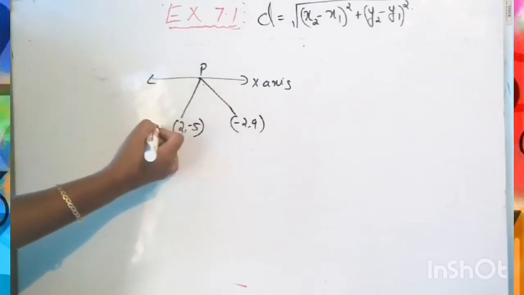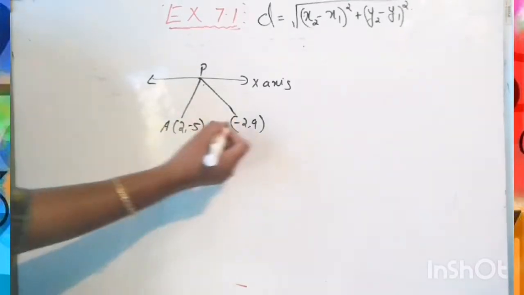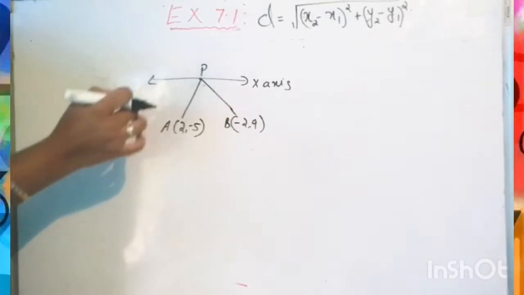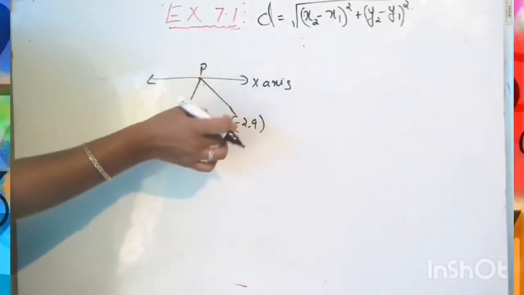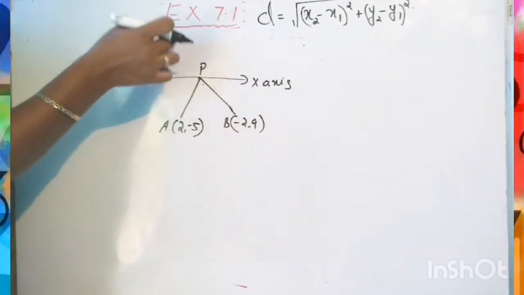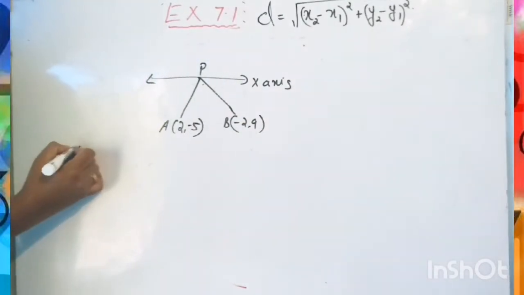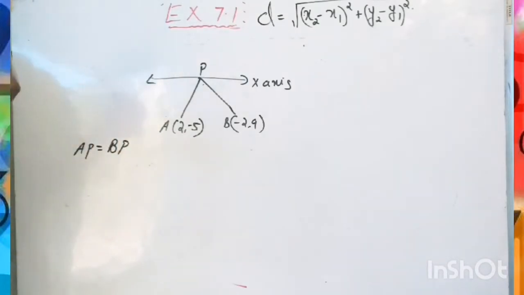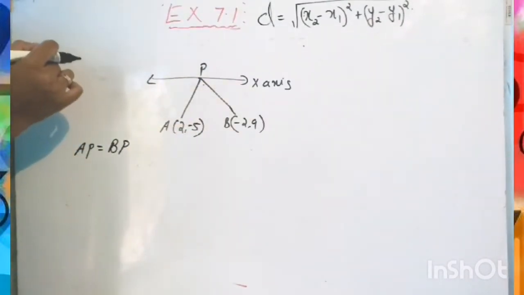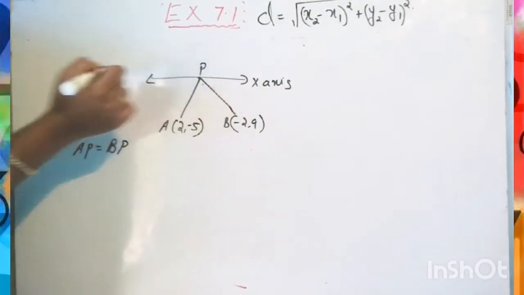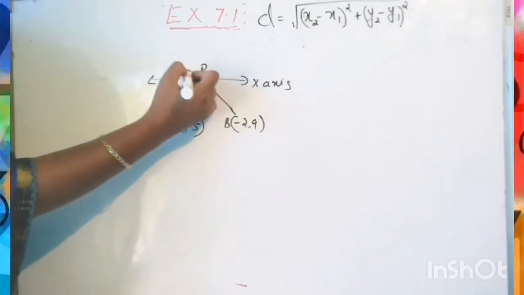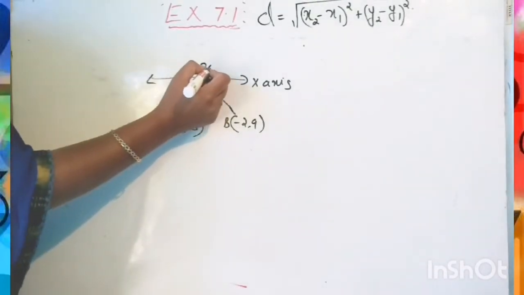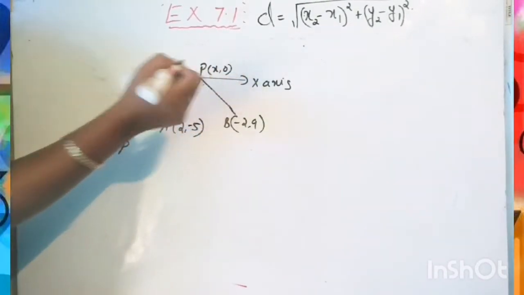Okay, I would like to call the first point as A, the second point as B. So we need to find P such that the distance from A to P is equal to the distance from B to P. Since this point lies on x-axis, the y-coordinate of this point is equal to 0. Therefore, the coordinate of this point will be in the form ordered pair x, 0.